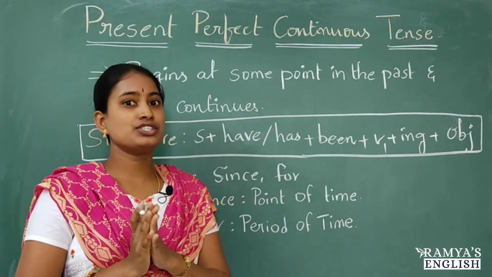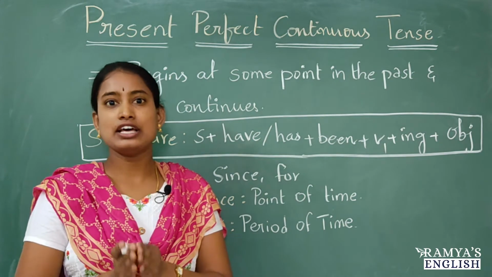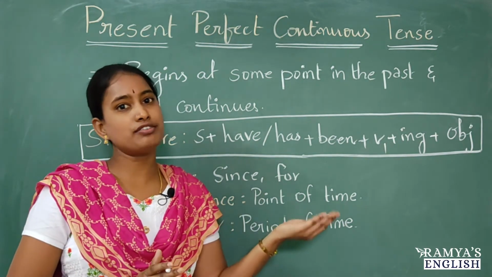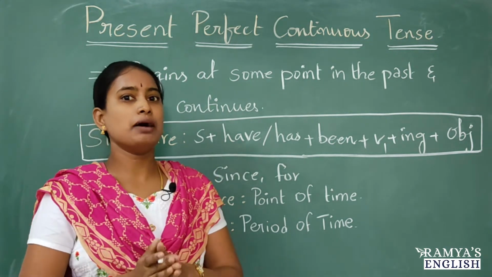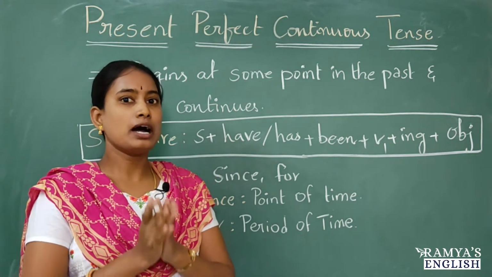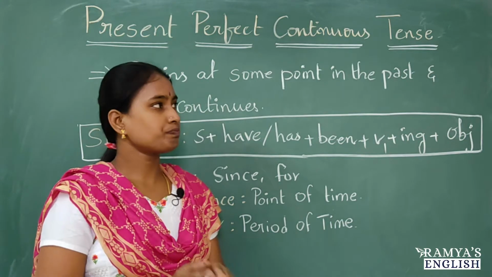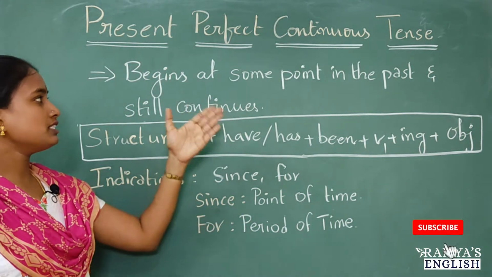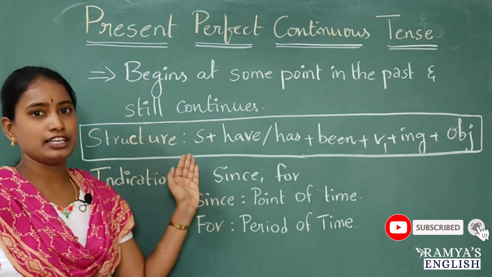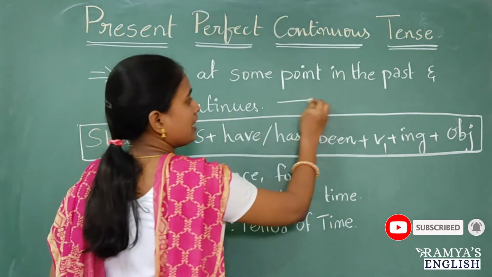The tense which is used to denote the actions which are started at some point of time in the past and which is still going on up to present, means up to now, till now. Let's see the definition. It begins at some point in the past and still continues. Let's see on the timeline.